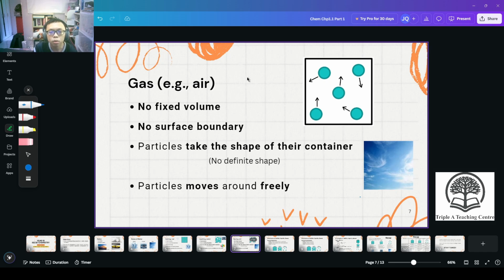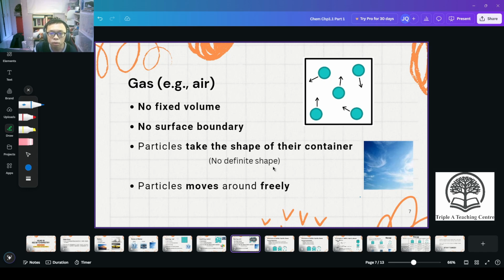You can't draw air, right? You cannot draw air, so it has no surface boundary. And if you zoom in, the particles inside the gas can move around freely because there is so much space. They are very free and very random, so they can move up, right, left, down, whatever they like. So they can also take the shape of their container.